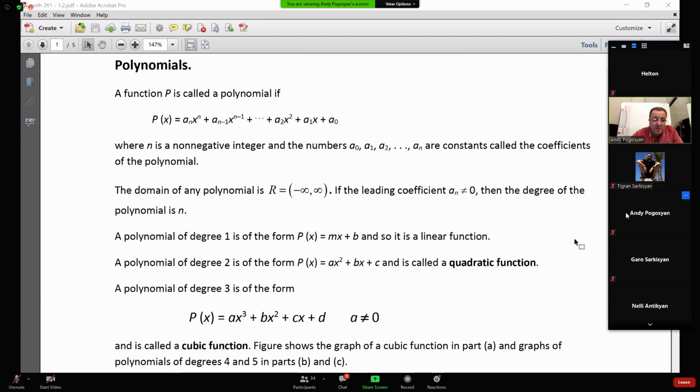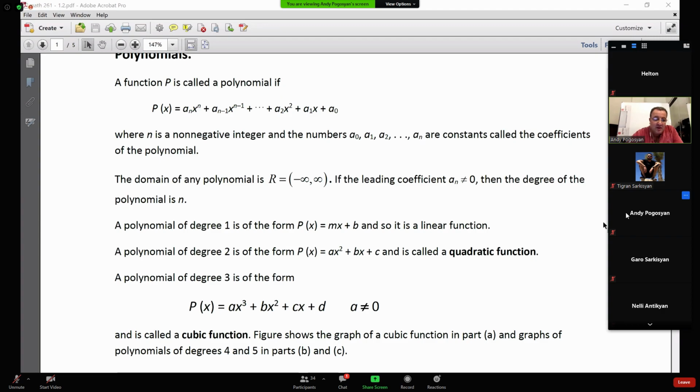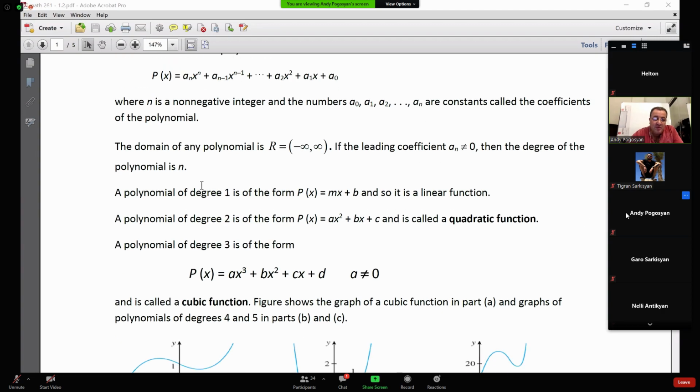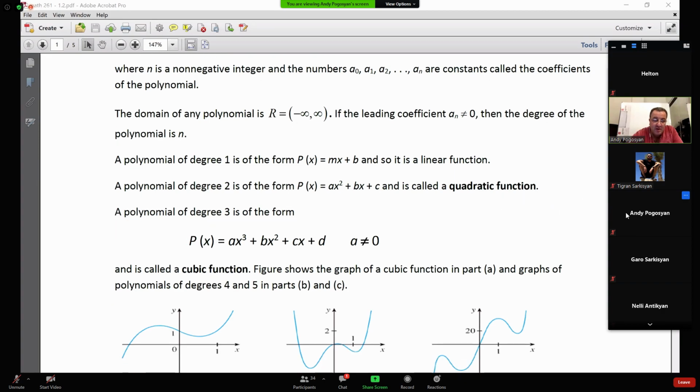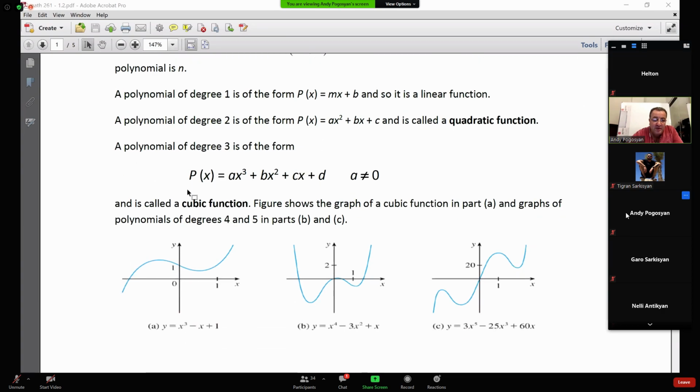The domain for polynomial functions is all real numbers. We do not have any restriction on this one. A polynomial of degree 1 is of the form p of x equals mx plus b, so it's a linear function. A polynomial of degree 2 is p of x equals ax squared plus bx plus c, a quadratic function whose graph will be a parabola. Third degree will be ax cubed plus bx squared plus cx plus d, a cubic function.